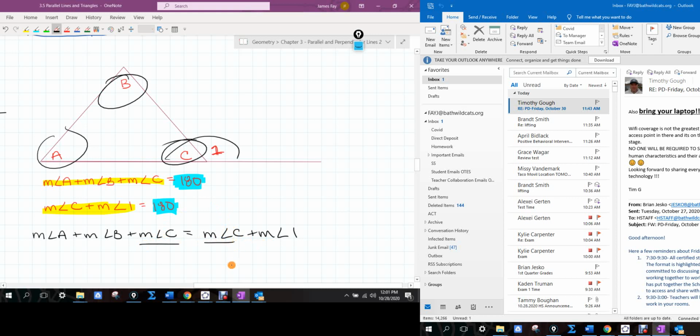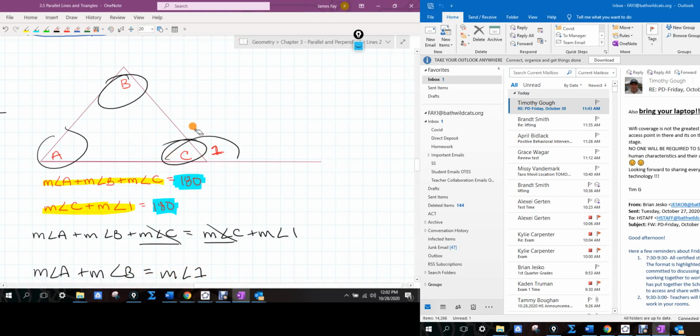Measure of angle C. Now, I don't know what that amount is, okay? But I know it's the same in both. That angle C is the same on the left-hand side as on the right-hand side. So let's subtract it, and now you get, starting with that side, the measure of angle A plus the measure of angle B equals the measure of angle 1.